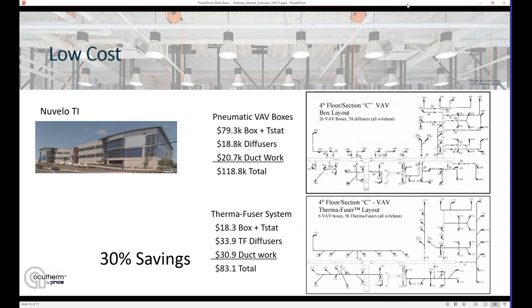The diffusers, as you see, do cost a little bit more, but by the time you factor in the installed cost of the diffuser, it's not that much more compared to the total system. And in this case, moving to the larger low-pressure ductwork did cost a little bit more, but again, that doesn't outweigh the cost of those VAV boxes when you include controls, installation, all that. And keep in mind, this example was using pneumatic boxes, which are some of the less expensive boxes on the market. And even then, a 30% cost savings for the Therma-Fuser diffuser system.